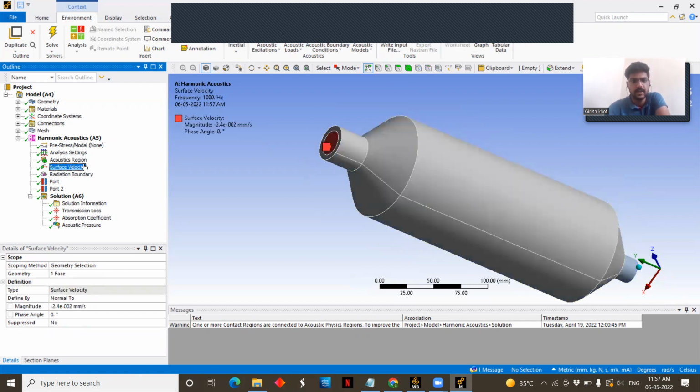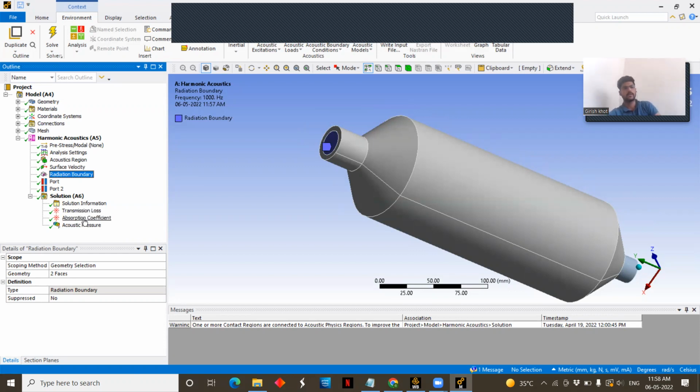Then surface velocity, I have given here a surface velocity of 2 into 10 raised to minus 2, means 0.02 meter per second. It's the velocity of the fluid flowing through this. Then radiation boundary layers, I have given as this is the inlet. For the solution, I needed the transmission loss, absorption coefficient, and acoustic pressure. These were the parameters needed. After applying all these boundary conditions and solution parameters, I solved this model, and after solving it, I got the results.